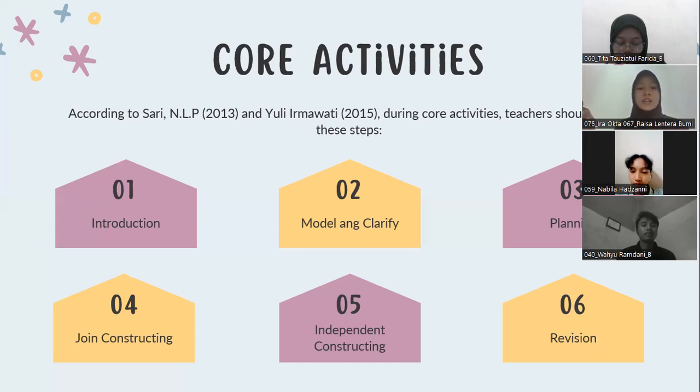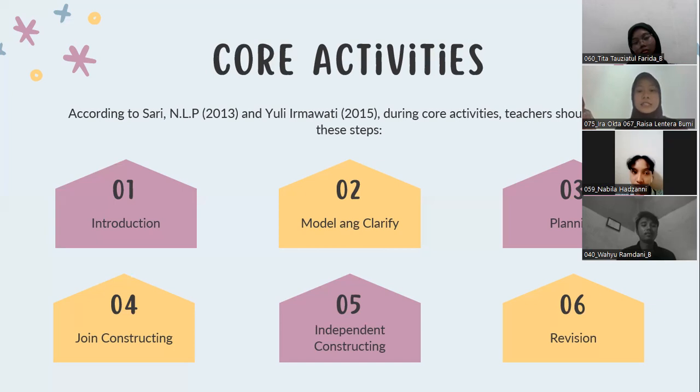Next is joint constructing. In this step, the teacher, along with the students, begins writing a text by making drafts. While doing so, the teacher uses the writing processes of brainstorming, drafting, and revising. The students contribute information and ideas, and the teacher writes the generated text on the blackboard or LCD screen in draft form. It will facilitate later students' independent composing.